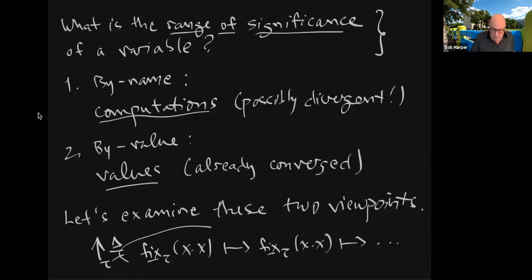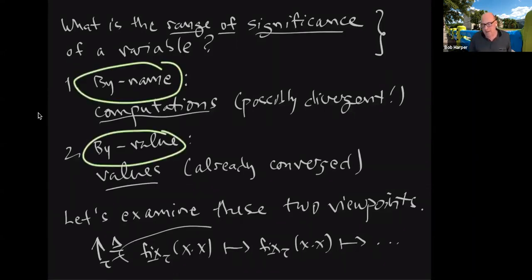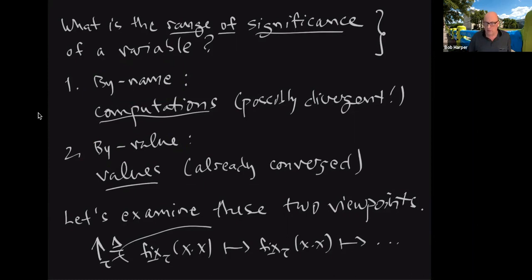And there are two sort of interpretations that are in play. One is called by name and the other is called by value. And you notice I'm dropping the word "call by". I don't want the word "call" because it's a mistake to associate the issue with function call. The issue is not to do with function call. The issue is to do with what do variables range over.